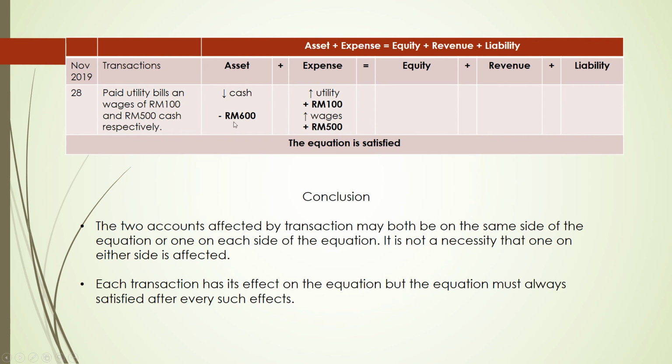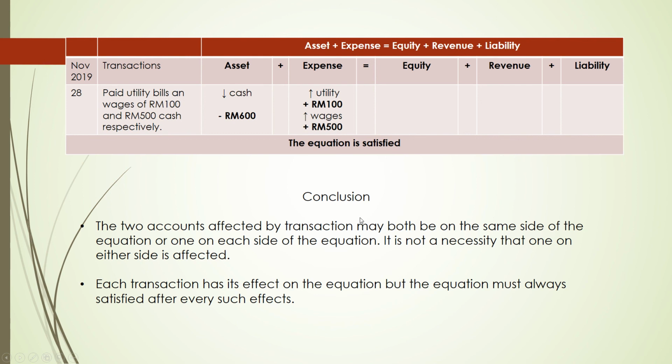So for asset, we have here negative 600 ringgit. Negative because the amount of asset decrease. And then for expense, increase 100 ringgit. So plus 100 ringgit. Increase in wages. So plus the amount is 500 ringgit. So 100 ringgit plus 500 ringgit equal to 600 ringgit. So negative 600 plus 600 ringgit. So the answer is 0. So this side is 0. Now look at the other side. The other side is also 0. Therefore, the equation is satisfied.